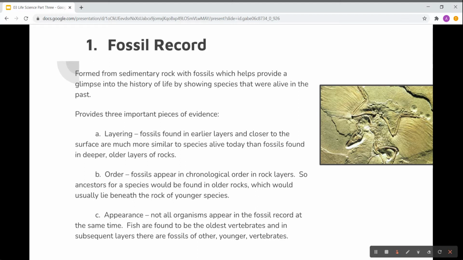Not all organisms appear in the fossil record at the same time. Fish are found to be the oldest vertebrates, and the subsequent layers are fossils of younger vertebrates. So fish all the way up to the younger. Vertebrates are anything with bones. Invertebrates are anything without bones. Okay.